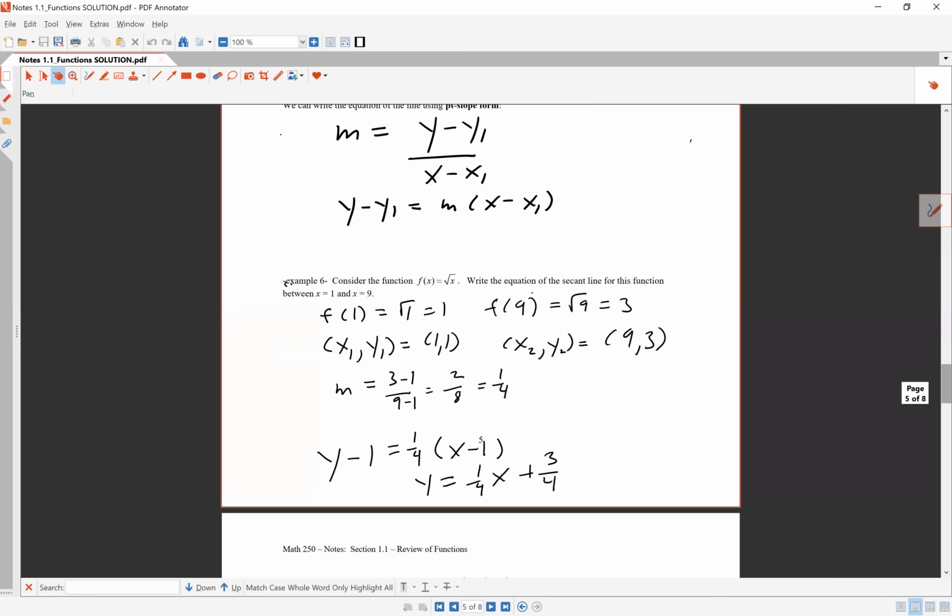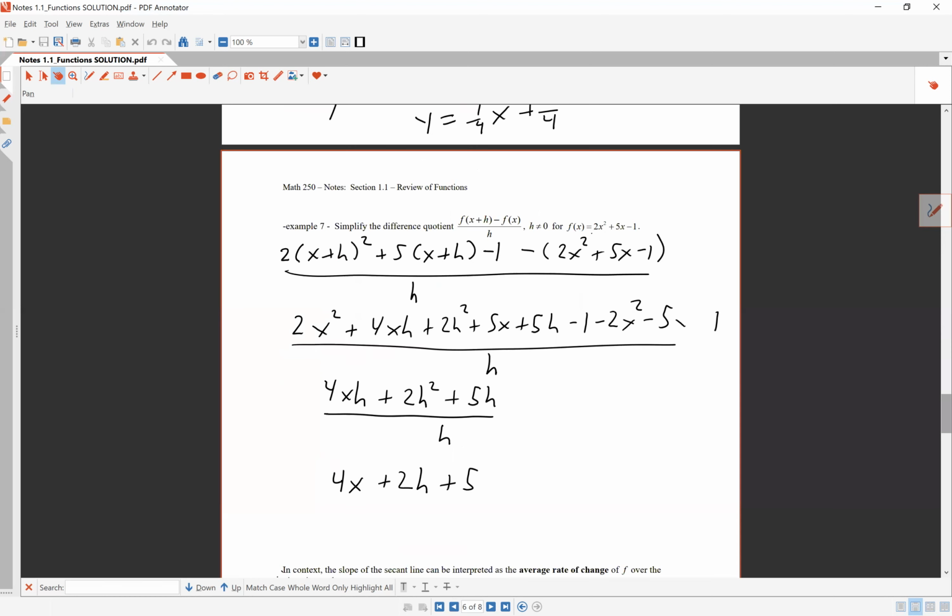And just one other thing. Okay, so here's kind of this quotient that we see right there in example 7. You'll be seeing that a lot pretty soon. f of x plus h minus f of x over h. Let's just simplify that. And this will be kind of common, what we'll be doing.